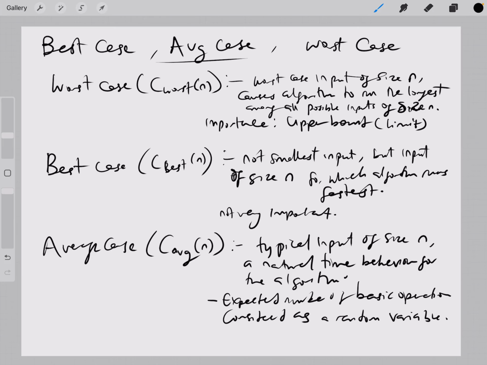And it is very, very important because it creates an upper bound for our algorithm. We know that it will never pass beyond a certain boundary. That's why it's very important to at least have the knowledge of it. The worst case time efficiency.